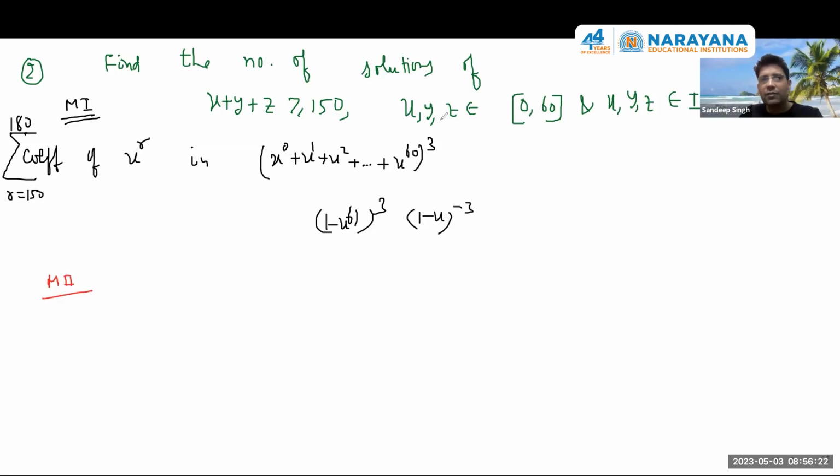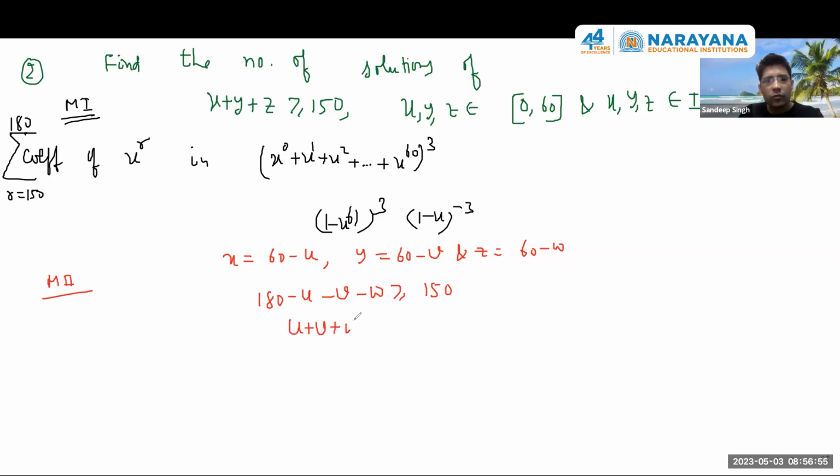So Gautam told us, since x and y and z are moving from 0 to 60, what is the transformation which will still make them remain in 0 to 60? Tell me, x equal to 60 minus u. That is what Gautam has done, and most of you must have done, I believe. And z equal to 60 minus w. So this will be how much? 180 minus u minus v minus w greater than or equal to 150. So u plus v plus w is smaller than or equal to 30.